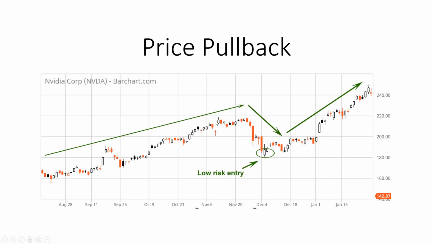Now, let's talk about price pullbacks. You're still trading in the direction of the trend, but you're waiting for price to pull back before you go long. Usually, when price pulls back, you see lower volatility level and you see less trading range. Also, there's a lot less traders following pullbacks than breakouts. And the reason for that is simple.